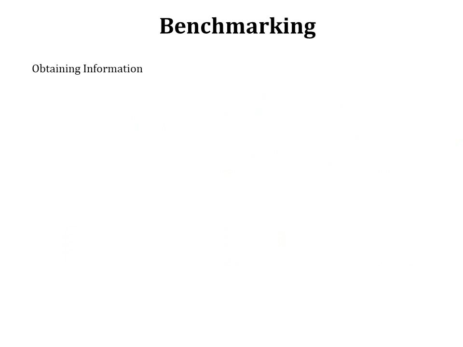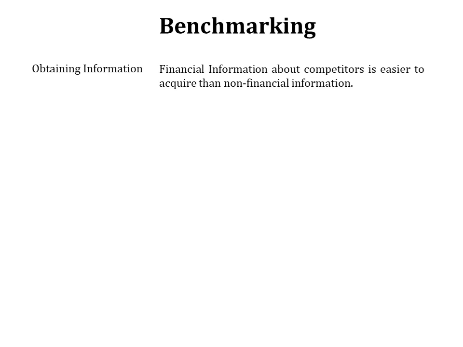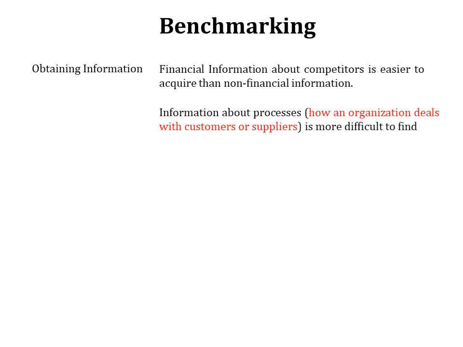Let's see how to obtain information for benchmarking. Financial information about competitors is easier to acquire than non-financial information. Information about products can be obtained from reverse engineering, product literature, media comment, and trade associations in order to undertake competitive benchmarking against successful competitors.